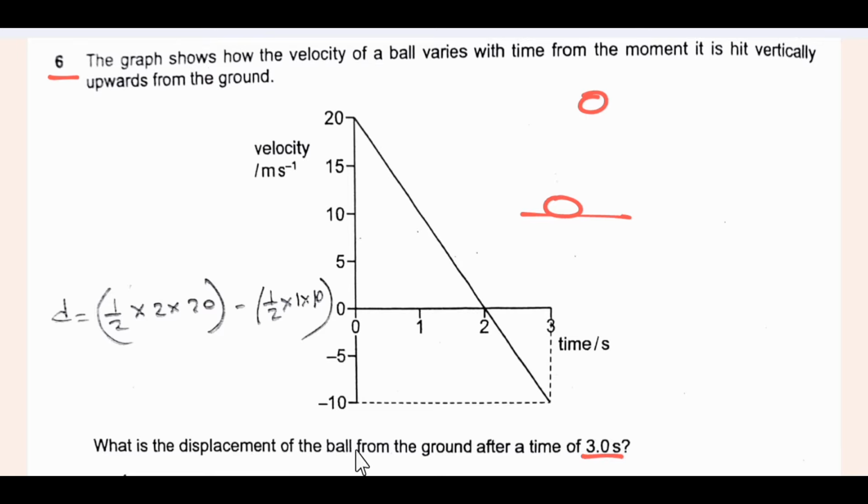What is the displacement of the ball after 3 seconds? So after 3 seconds, what is the displacement? Since it is a velocity time graph, the displacement in this area minus the displacement in this area would give the resultant displacement.